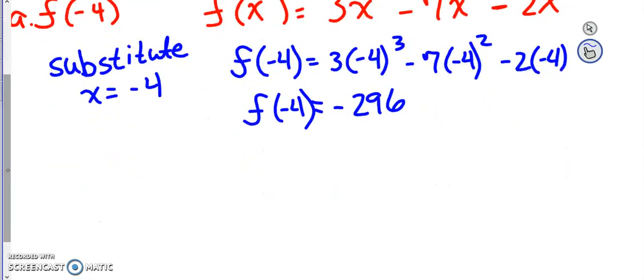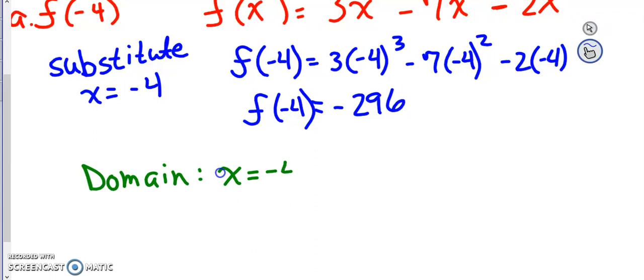Now, what I'm going to do here is label your domain and range for this function. So now that we worked it out, we know what the answers are. We're going to say our domain for the function is our input. So what did we put into the problem? In this case, we're going to say x equals negative 4. And it's always going to be, for right now, x equals whatever the value is that you put into the function.